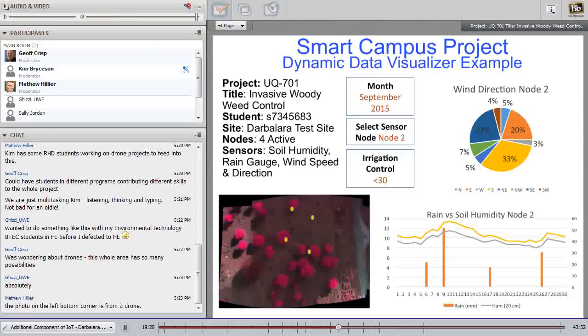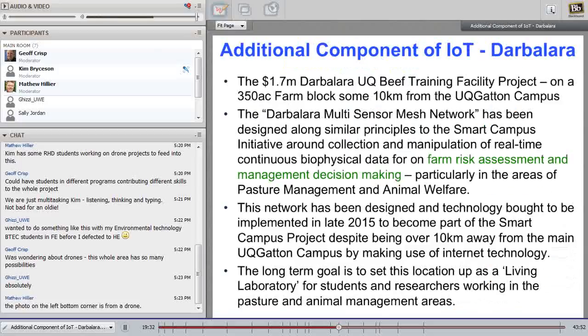The additional component of the ISC is our Barbara project. We have a 1.7 million beef training facility project, another internally funded project. It's on 350-acre farm blocks, 10 kilometres away from the UQ Gatton campus. We've put in a multi-sensor mesh network there as well, designed along similar principles to the Smart Campus Initiative. Really that's about farm risk assessment and management decision making, particularly in pasture management and animal welfare. This is where the cameras and the movement detectors come in quite significantly. The network's been designed and technology bought, and it will be completely implemented by the end of this year, and then integrated into the Smart Campus project.